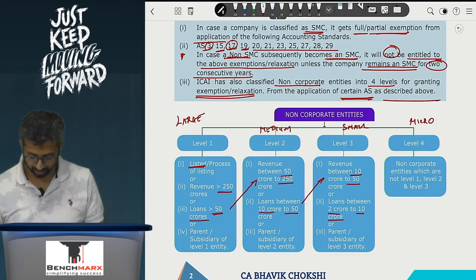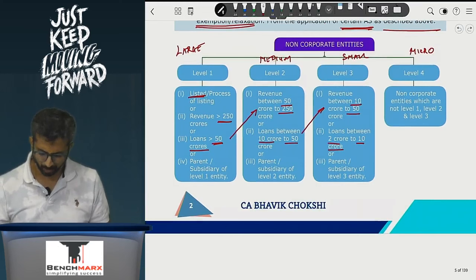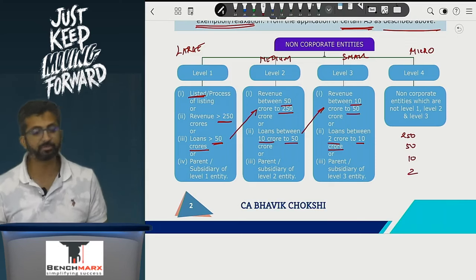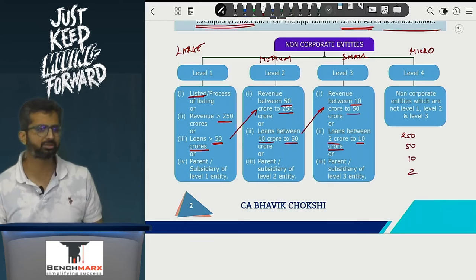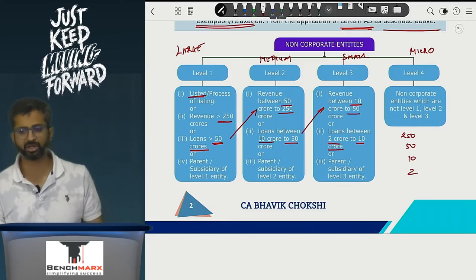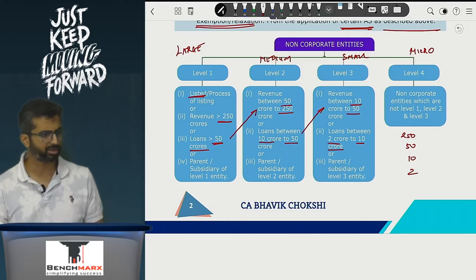So basically, this 50 will go over here, this 10 will go over here and so on. Are we clear with this? So from an easy remembrance perspective, you will say 250 divided by 5 is 50, divided by 5 is 10, divided by 5 is 2. You remember these four numbers. It's a GP of 5 with the first term of 2. 2 into 5 that is 10, 10 into 5 that is 50, 50 into 5 that is 250. Are we clear with this?